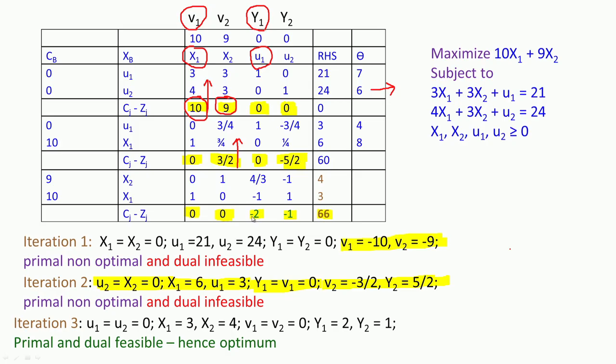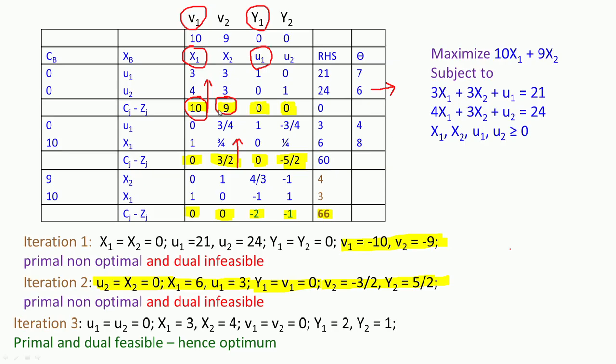But with 0, 0, minus 2, minus 1 it cannot be further increased, therefore the optimum is reached. That is one way of looking at the simplex algorithm. The other way of looking at the simplex algorithm is I evaluate a basic feasible solution to the primal. Through the Cj minus Zj and the negative values of the Cj minus Zj, we look at minus 10 and minus 9 as the dual solution.